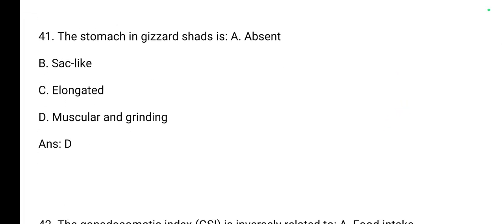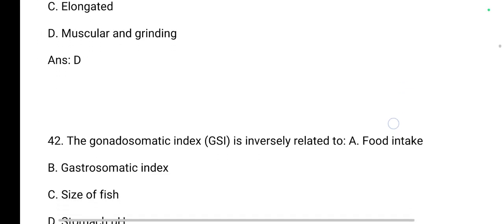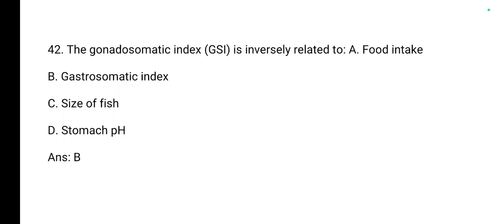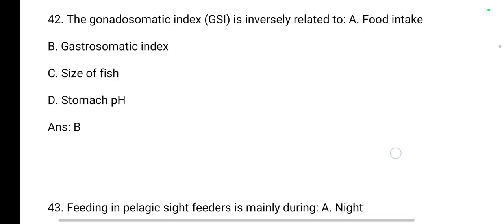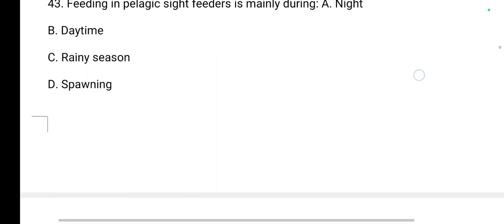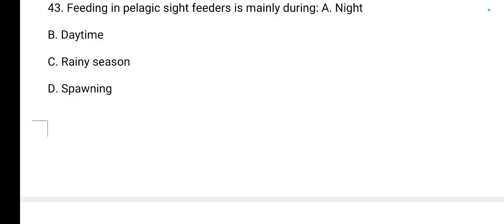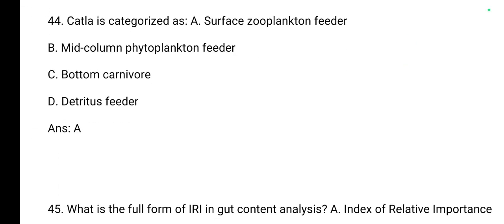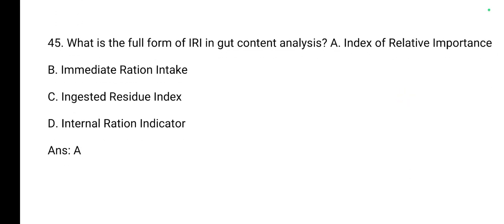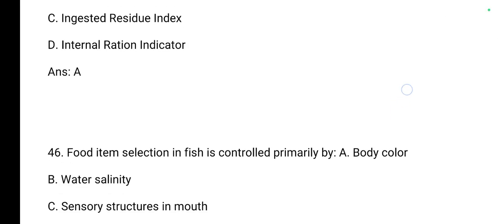The stomach in gizzard shad is, so it is muscular and grinding. The gonadosomatic index GSI is inversely related to gastrosomatic index. Feeding in pelagic side feeders is mainly during, so it is daytime. Catla is categorized as a surface zooplankton feeder. What is the full form of IRI in gut content analysis? So it is index of relative importance.